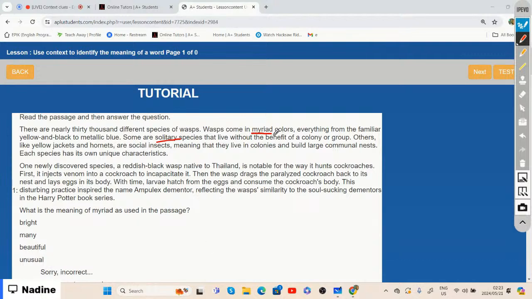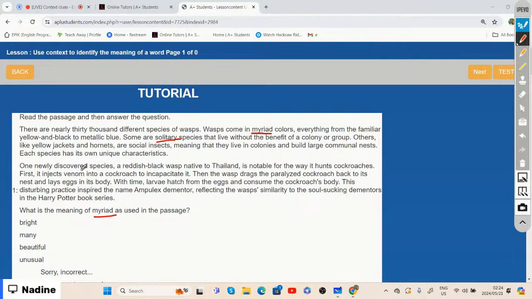So now they want to know, if we look at that long passage, because it's a long passage, what is the meaning of myriad as used within the passage? So we only use myriad in the second sentence of the passage. It says there are nearly 30,000 species of wasps. Wasps come in myriad colors, everything from familiar yellow, black, metallic blue, etc. Right? So now they say, what is the meaning of the word myriad as used in the passage?